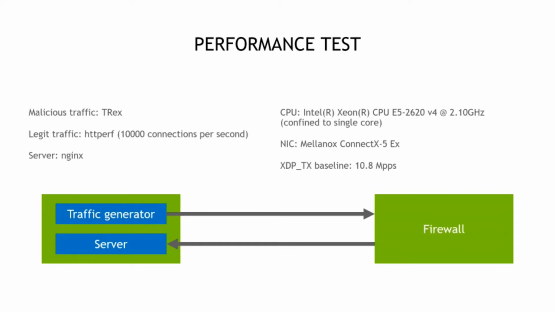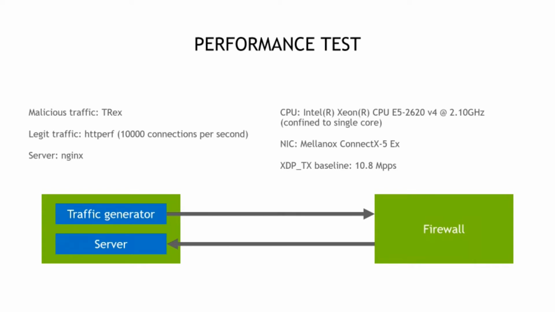Finally, let's review the performance of the XDP accelerated solution. To measure the performance of the firewall, we deployed a setup of 2 machines connected back to back. The left side generates good and bad traffic and sends it to the firewall on the right side. The firewall filters out malicious traffic and proxies legit traffic to the server that also runs on the left side. The traffic generator and the server are isolated on the left side, and we make sure the left side doesn't become a bottleneck. The whole packet processing on the firewall machine is confined to a single core.